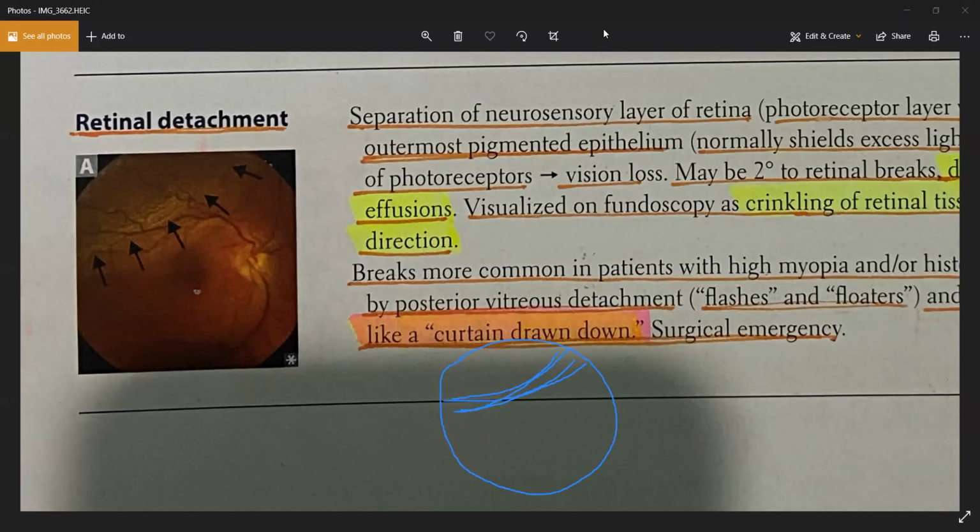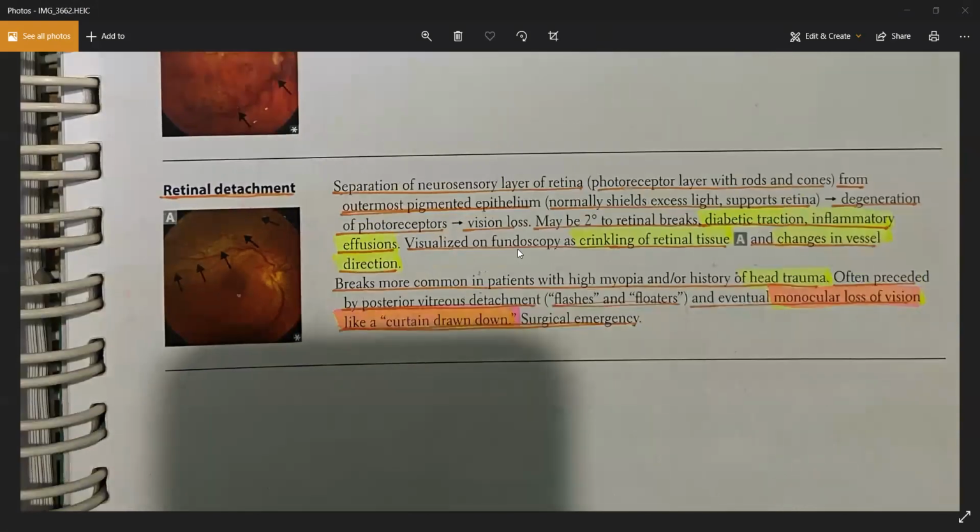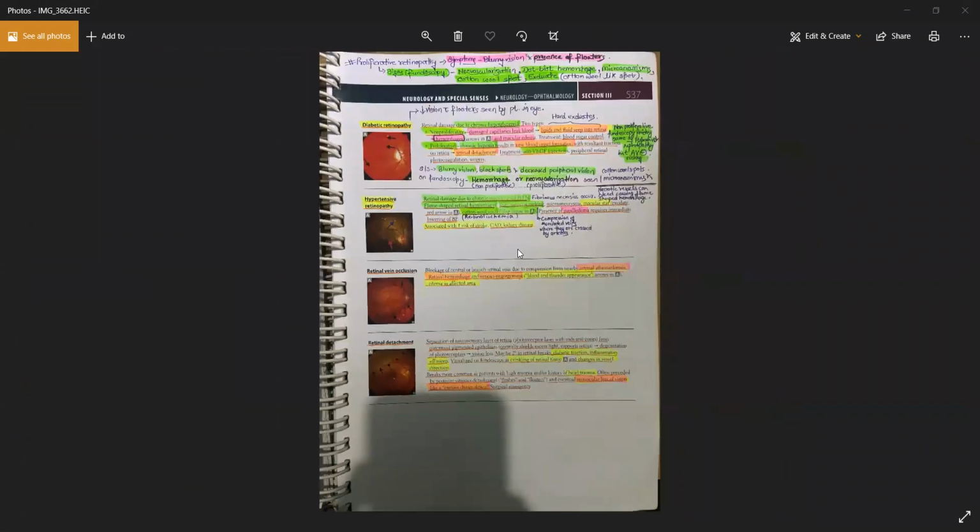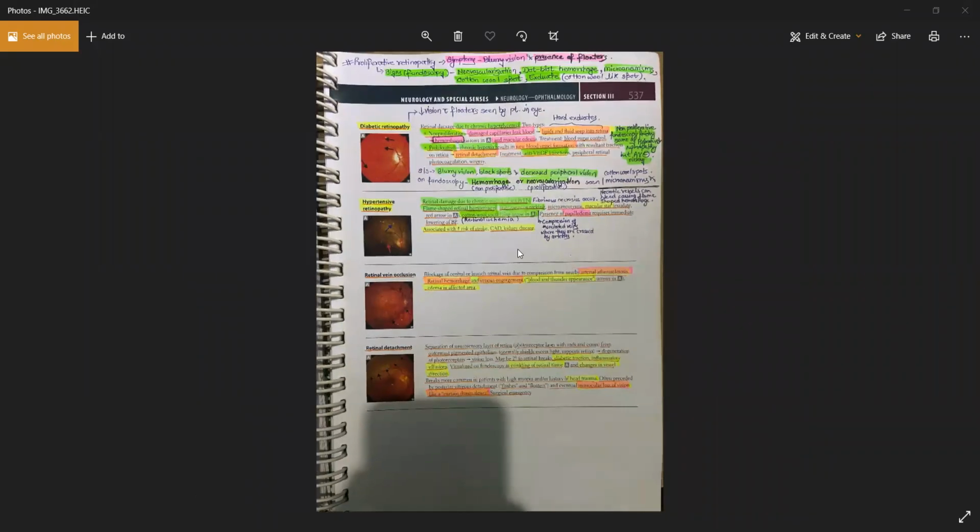Yeah, okay, thank you. And they must have a history. That is the important thing. They might be having a history of trauma or diabetes or an inflammatory disorder of the eye, so that can affect, right? So any doubt on this page so far? No, thank you.